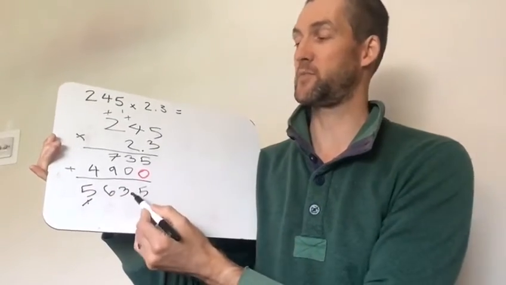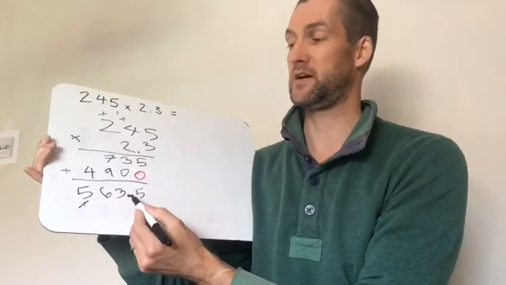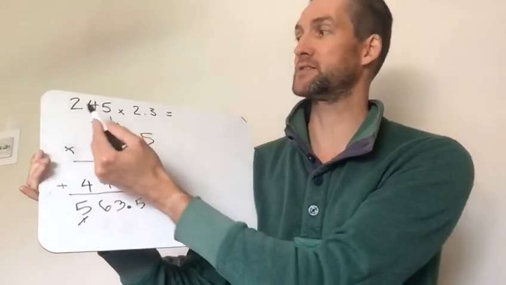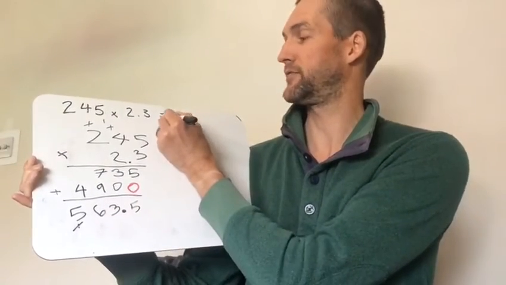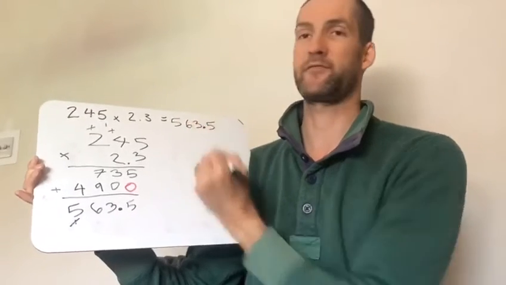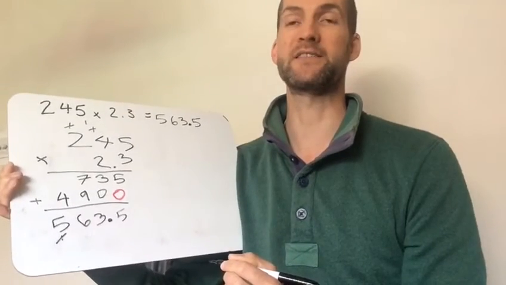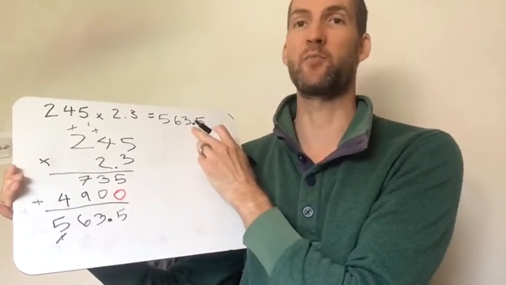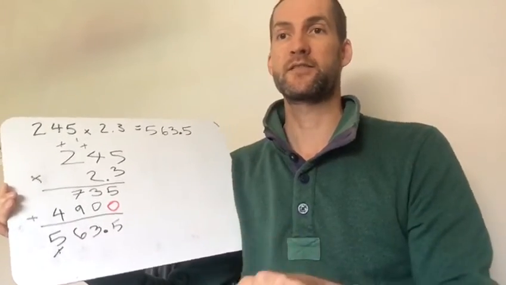Now, because I've already put my decimal point in even before I started multiplying the digits, I don't have to worry about it. So the answer to 245 times 2.3 is 563.5. And you're probably going to guess what I'm going to say next. When you put your decimal point in, make it nice and clear. So, that is long multiplication using a formal written method.